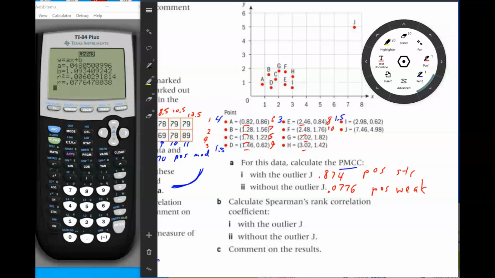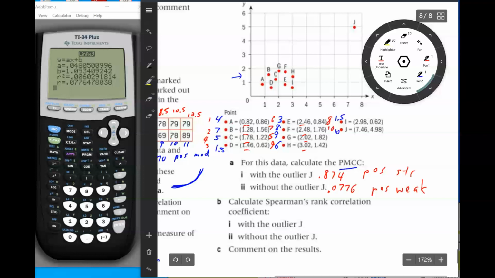The next smallest value looks like it would be C. I'm cheating by using the graph. The next smallest value looks like it would be H. H would be 6, 1.42. And then B would be 1.56. That would be next. And then F. And then G. And then last of all would be the outlier, J.